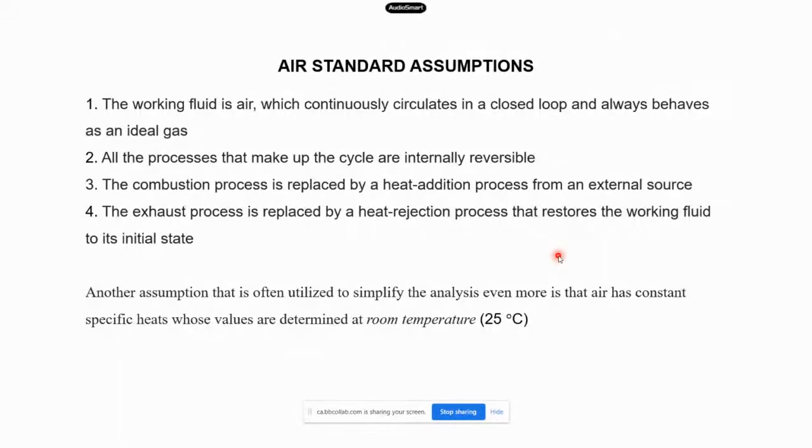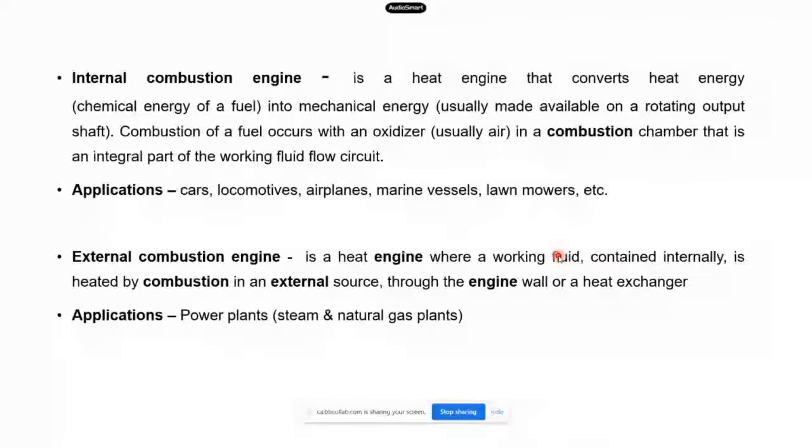But actually, Cp and Cv are 1.005 and 0.718 at room temperature, which is 25. As the temperature increases, in actual fact, they do increase as well, they do change, but we assume that they remain constant. Those are the standard assumptions that we make when we move from an actual cycle to a theoretical one.